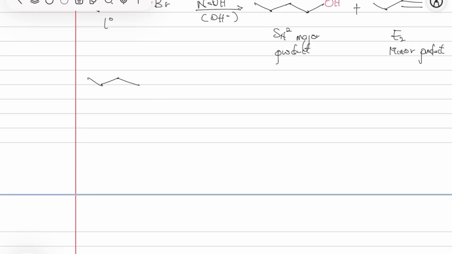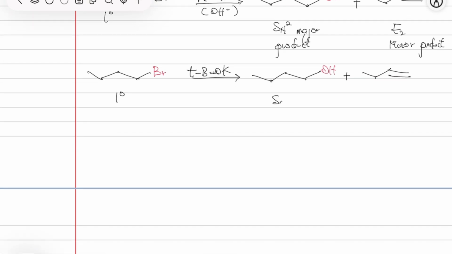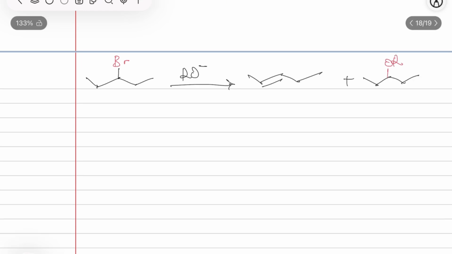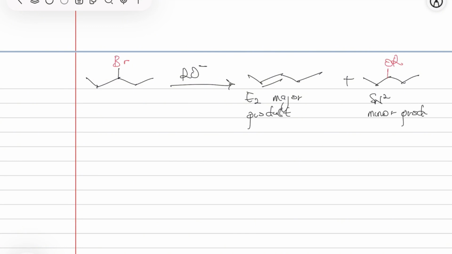But when we use a sterically hindered base with the primary substrate, a base like potassium tertiary butoxide, we obtain the substitution product via SN2 as the minor product and the elimination product via E2 as the major product because of sterics. When a secondary alkyl halide is used with a reagent that can function as a strong nucleophile and also as a strong base, we obtain the E2 product as the major product and the SN2 substitution product as the minor product due to sterics.